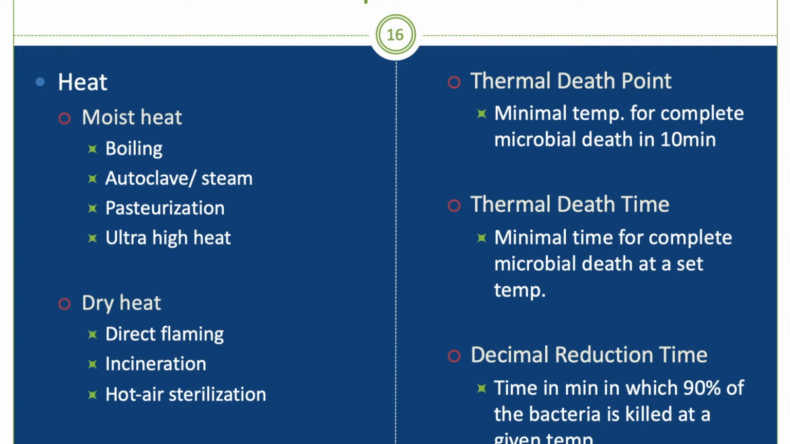Then you have decimal reduction time. So that's the time in minutes at which 90% of the bacteria is killed at a given temperature. So at a particular temperature, say 90 degrees or 100 degrees, if that's the time that you have 90% of the bacteria killed at that temperature, then that is the decimal reduction time for the bacteria at 100 degrees.